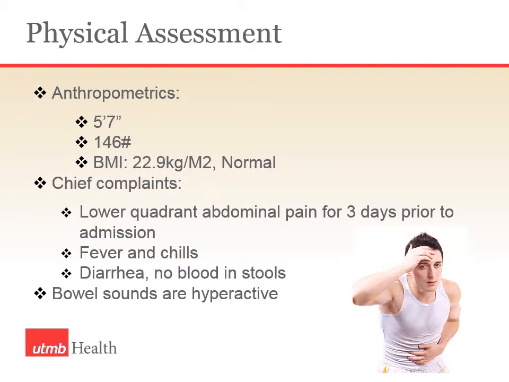Upon his physical assessment, he was in normal health. He weighed 146 pounds upon admit. He was 5 foot and 7 inches, and his BMI is 22.9. His chief complaints: he had lower quadrant abdominal pain for 3 days prior to admission. He had fever and chills, and he had diarrhea, but no blood in his stools. And his bowel sounds were hyperactive.